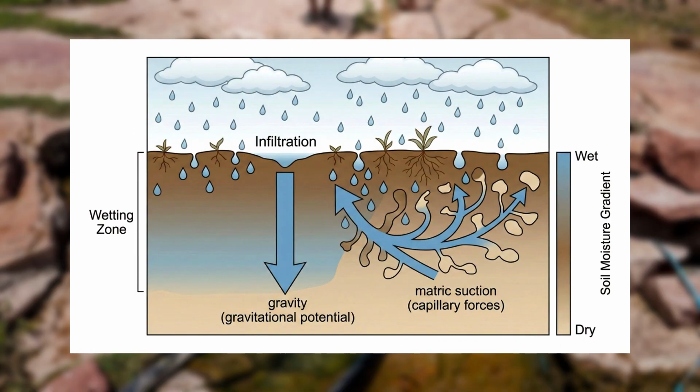Infiltration is driven by two primary forces, gravity and capillary action. The first is gravity, which pulls water vertically downward through the pores of the soil or sediment. The second is capillary or matric potential. In the vadose or unsaturated zone, water is held to soil grains by surface tension. When the soil is dry, this capillary force is very strong and effectively pulls water into the soil.